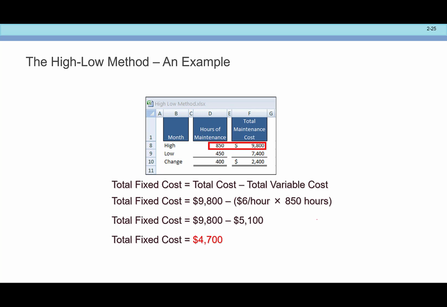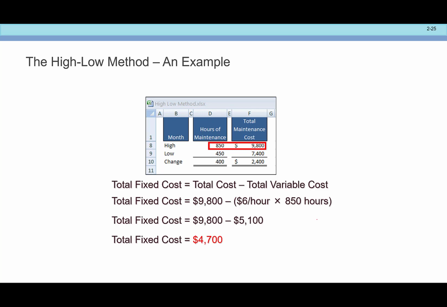Doesn't matter, because you're saying that those costs lined up along that line, right? So you could use the high or the low. In this example, they use the high level of activity times the variable cost per unit. That's my variable cost. Well, if my total cost is 9,800 and my variable cost at that level of production of 850 was 5,100, that means that my fixed cost must be what? 4,700?